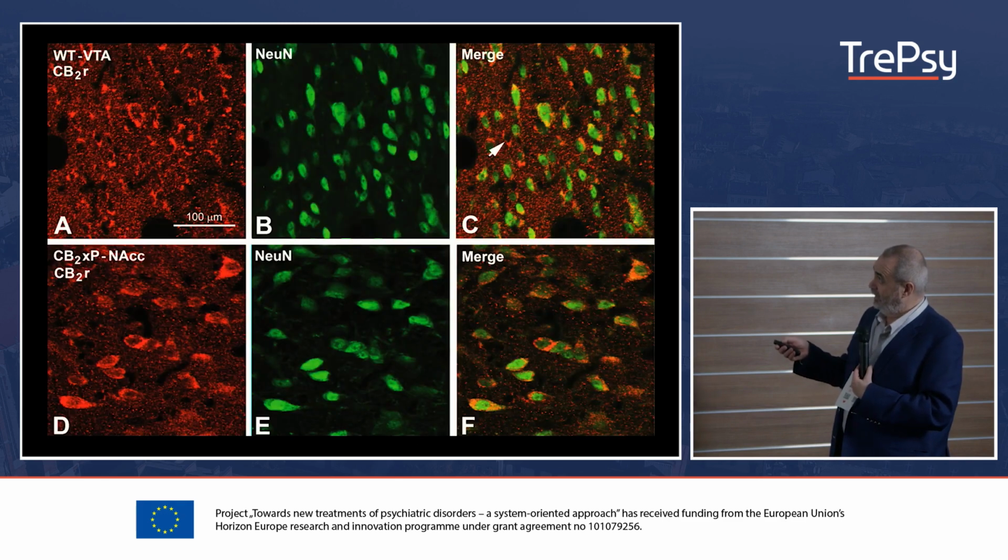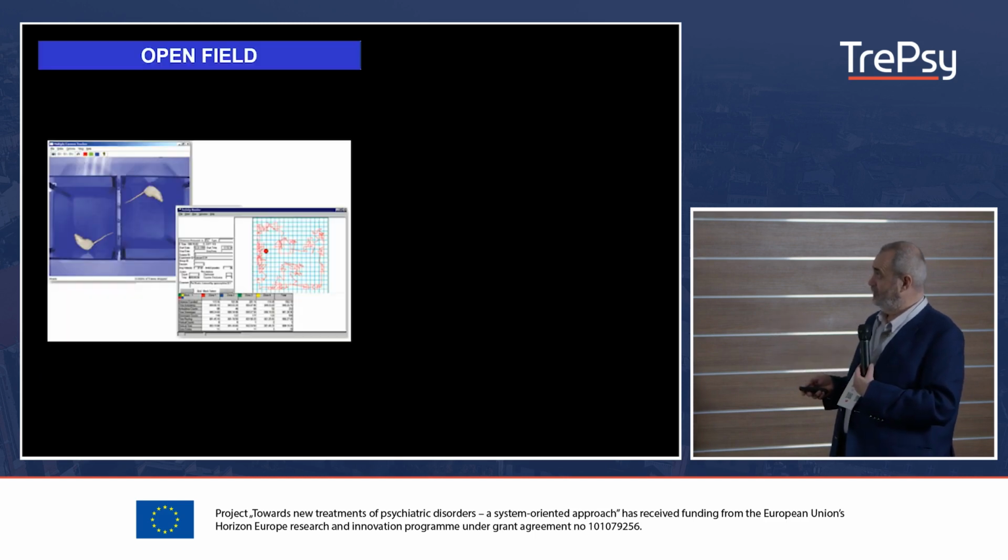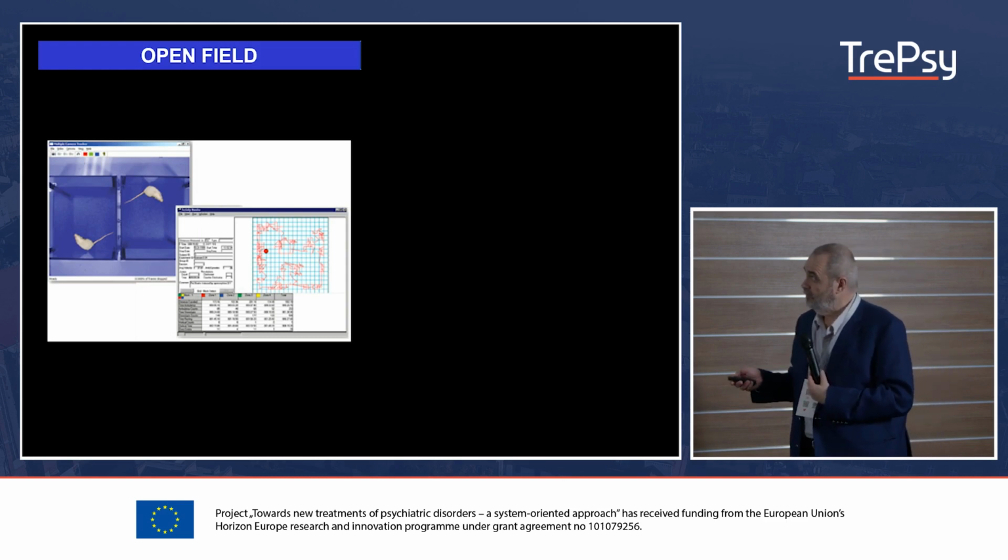We also studied the co-localization of the CB2 receptor with neurons in different areas, like the nucleus accumbens and VTA. You can see it here, neurons labeled, and the co-localization here in different areas. We did the same for astrocytes, and you can also see in similar regions that there is co-localization in astrocytes.